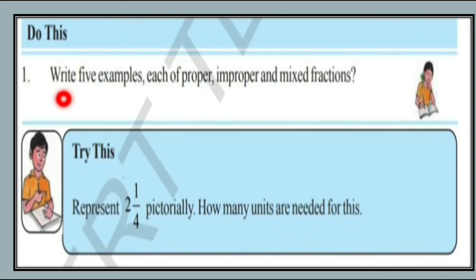The students observe, write 5 examples each of proper, improper and mixed fractions. Hope all of you understand this, so please write with your own. Try this. Represent 2 1 by 4 pictorially. How many units are needed for this? Observe this. 2 1 by 4 means 2 wholes we have to consider and 1 by 4 part. Okay, so try to draw this pictorially.